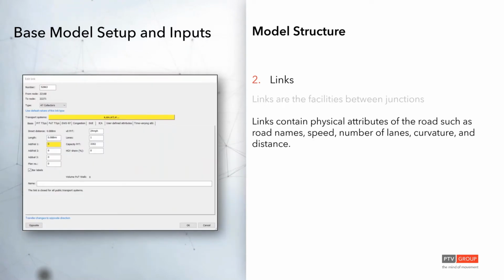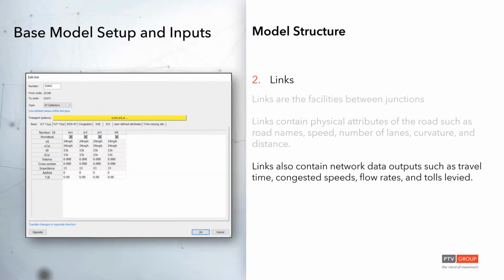Here's some of the attributes that the links contain. The big ones are going to be your physical attributes, such as number of lanes, your roadway name, your curvature, the distance that the link traverses, as well as speed. But they also output data as well. So you can look at a link and see what is the travel time on that link, what is the actual assigned speed to the link based on congestion, what is the level of impedance, things like that.